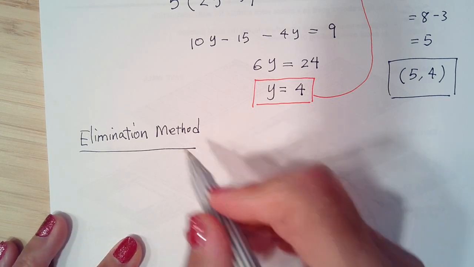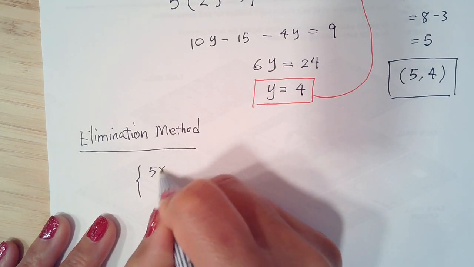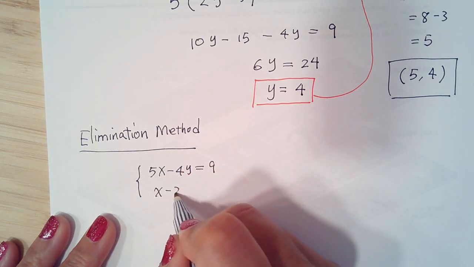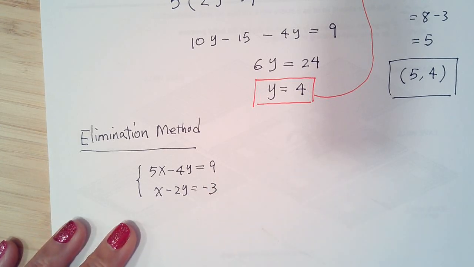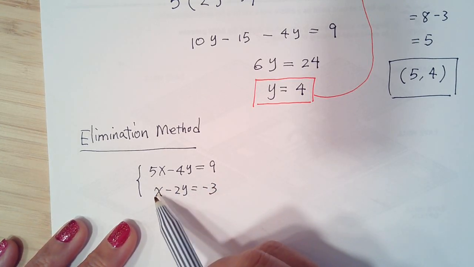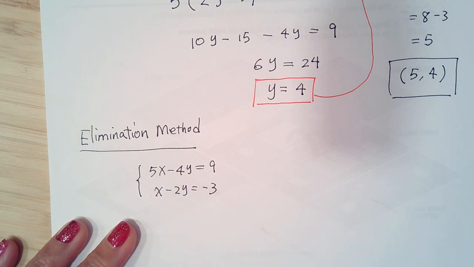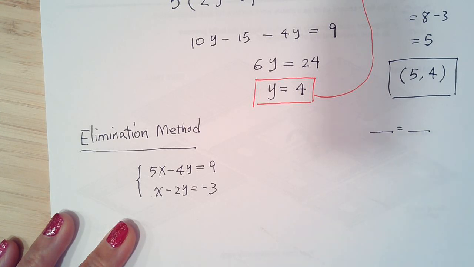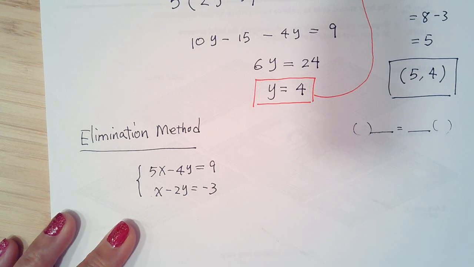Let's use the same system. So 5x minus 4y equals 9, and x minus 2y equals negative 3. Again, before I start, I take a look at all those coefficients. Here's a 5, here's a negative 4, here's a 1, here's negative 2. Do you remember for an equation, the left side equals the right side, you can multiply by the same value, and it's still an equation.